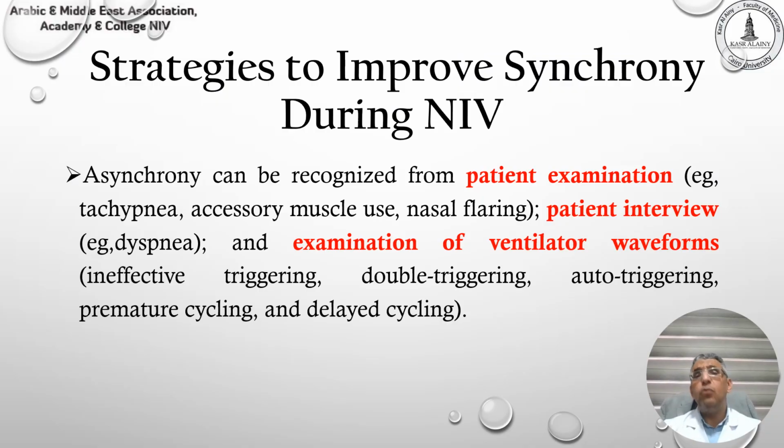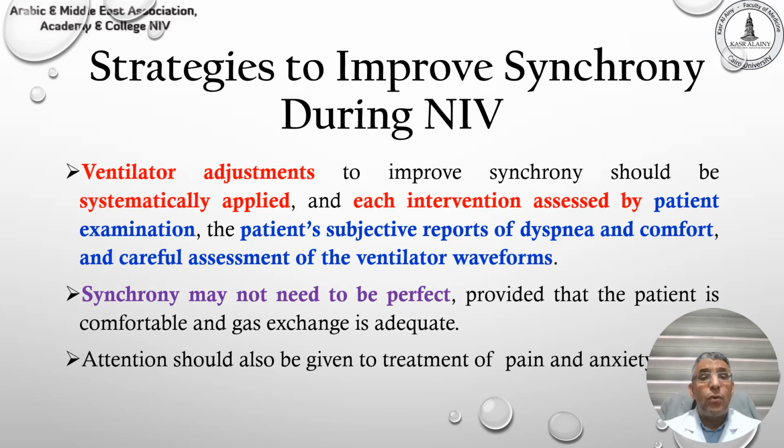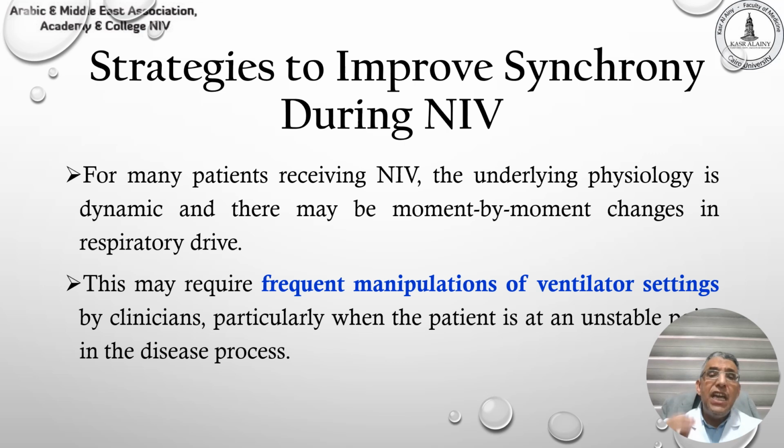So finally, how to improve patient-ventilator asynchrony: by patient examination, by patient interviewing, and examination of the ventilator setting. But after a ventilator adjustment, you have to assess the patient by examination, subjective level of dyspnea, comfort, and careful assessment of the ventilator waveform. And finally, the underlying physiology is dynamic, so frequent manipulation of ventilator setting is very important.